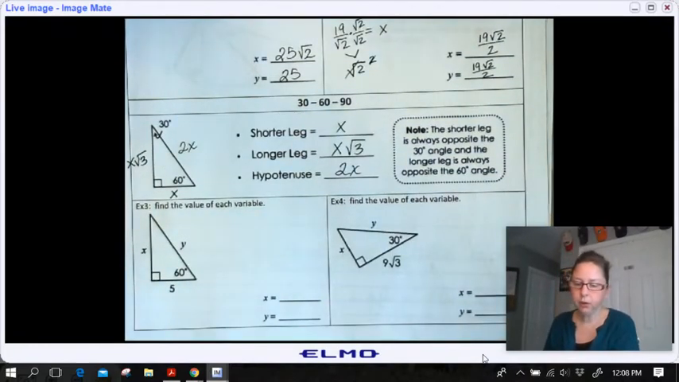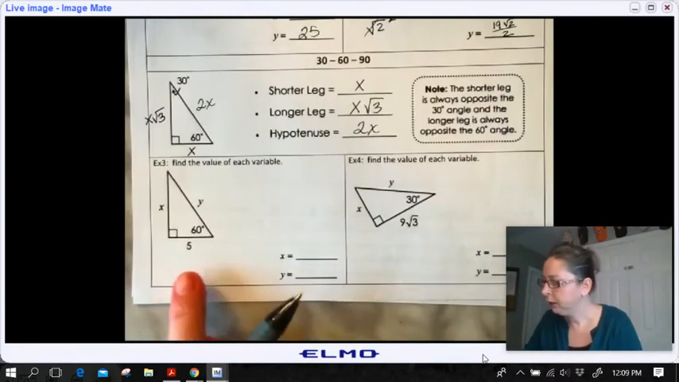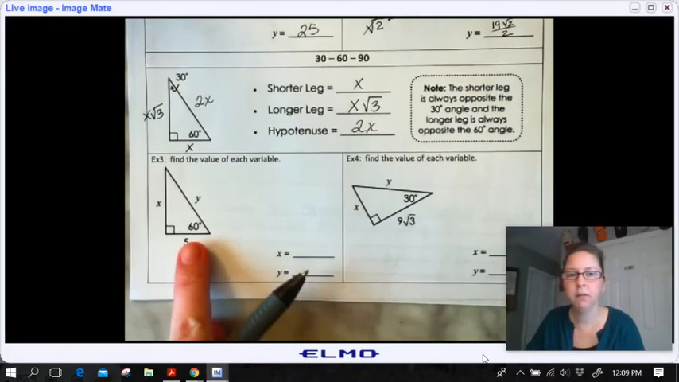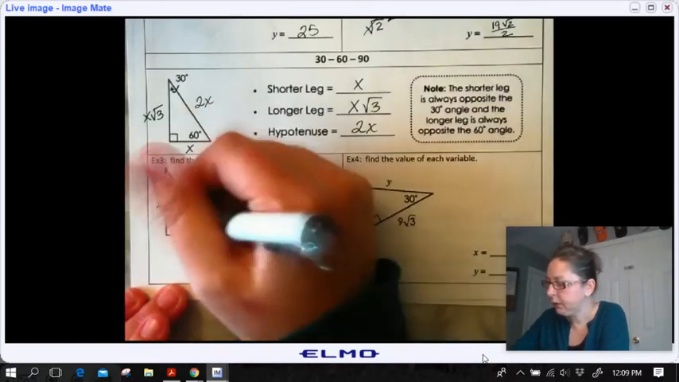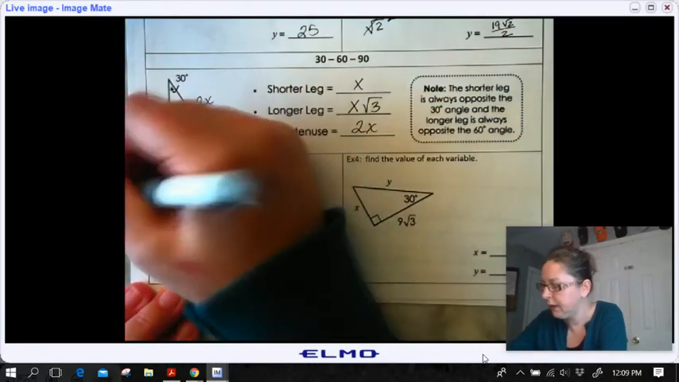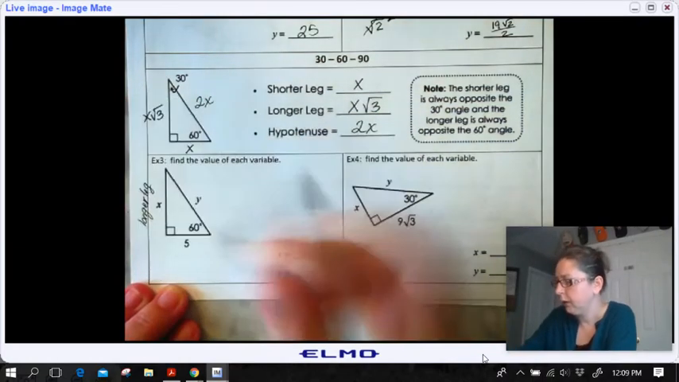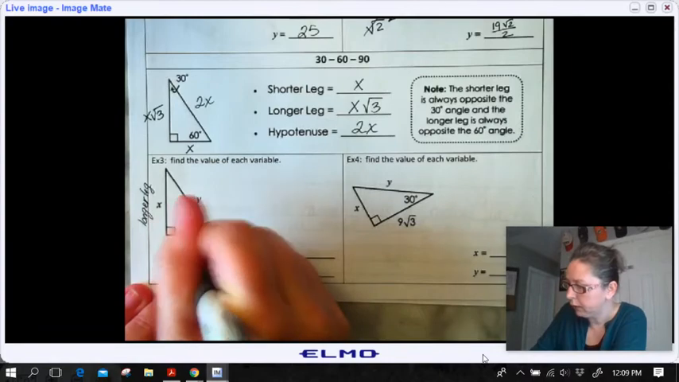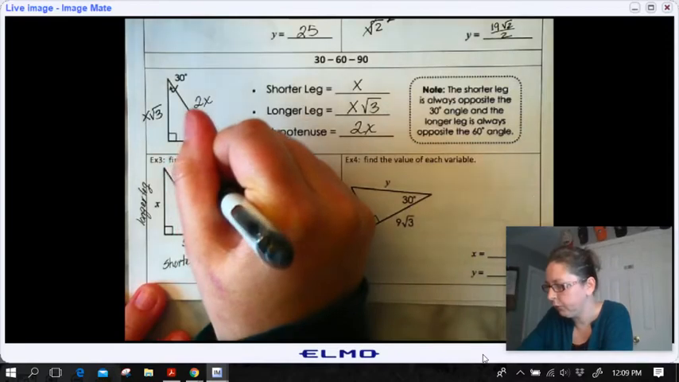Alrighty. So let's take a look at our first example of this. So in example number 3, they give me this 60-degree angle here. That 60-degree angle, what's opposite of it is x, which means that this is the longer leg. And so this down here, this 5 is going to be the shorter leg. And then obviously this y is the hypotenuse.